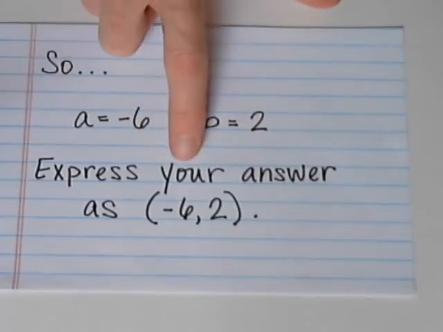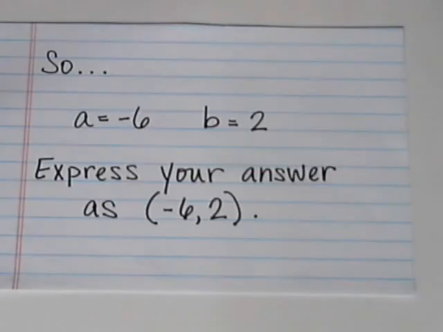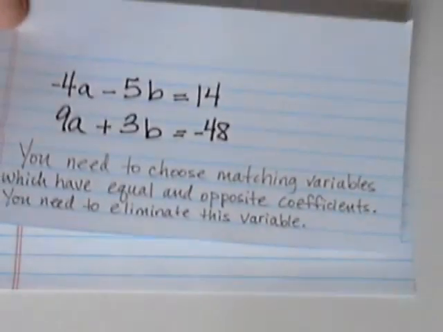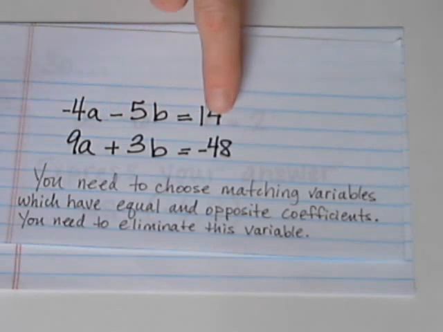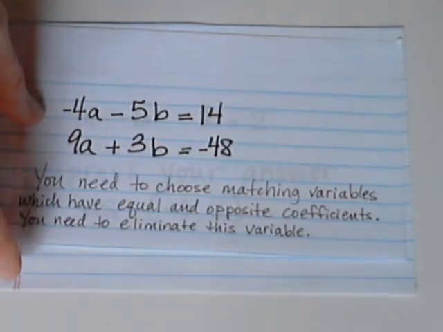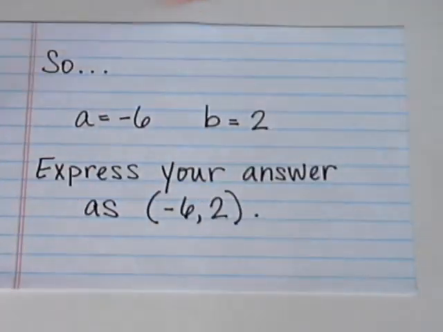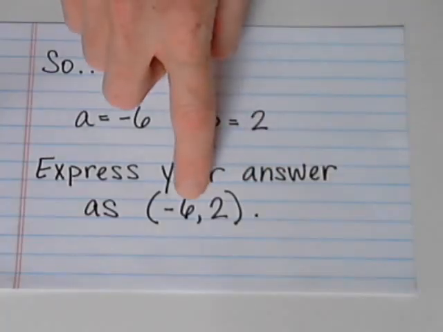So we will go back and express our answer as negative 6, 2. Because if you will remember, these are two linear equations. So this represents a line, this represents a line, and we are finding is, do they intersect? And yes, they do at this point.